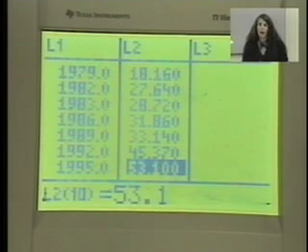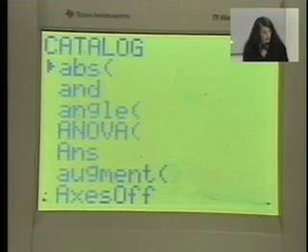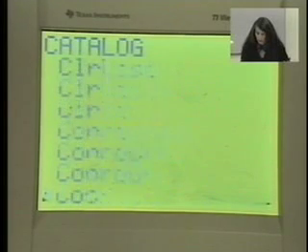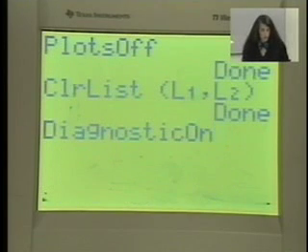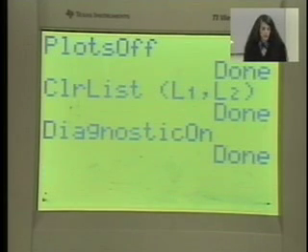All right, now look at the keypad and find 0 down at the bottom. Catalog is a second key. So you want to press the yellow second key and catalog. And then we want to arrow down to where it says the D's. We'll just do this quickly. And diagnostics on. So we just arrow down to diagnostics on and press Enter. And then press Enter again. All right, now R and R squared will be displayed during regression calculations. R is the correlation coefficient.